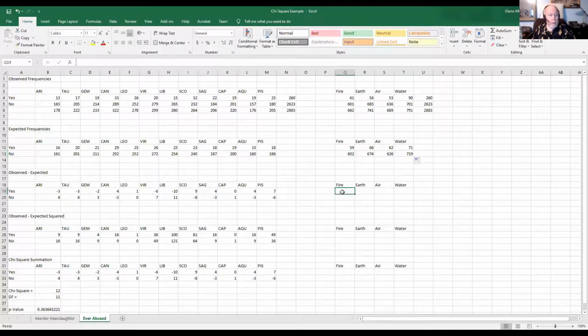We'll go and see. So the next step is observed minus expected. It's observed minus the expected. Come on across. And then we have the observed minus the expected squared. This equals this times this, happy guy by himself.